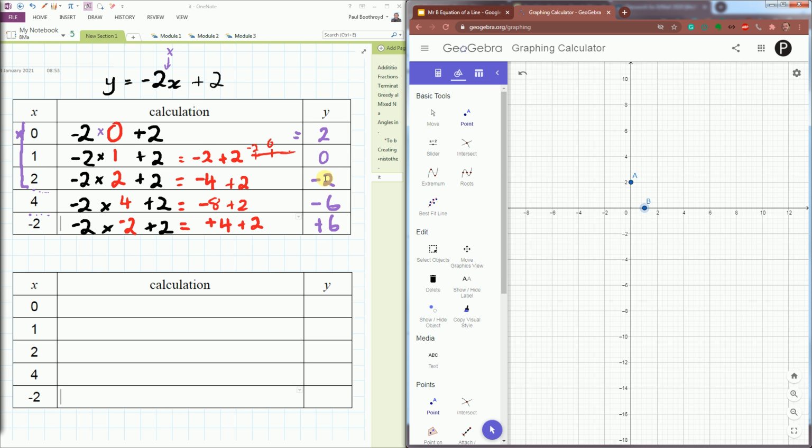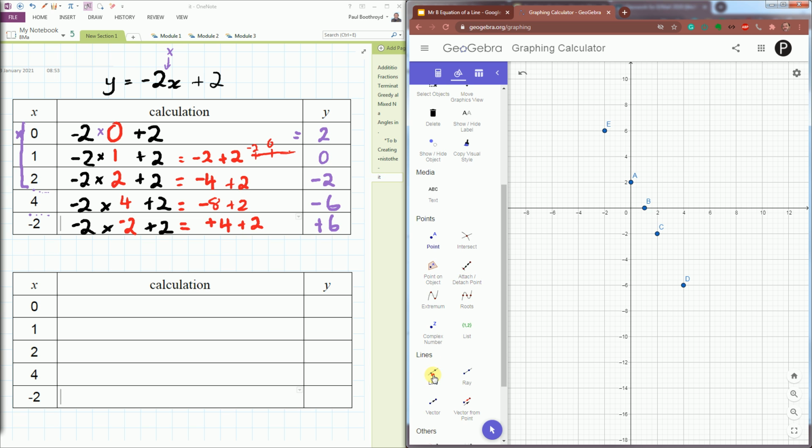X is 2, y is -2. Plot the point. X is 4, y is -6. X is -2, so -2 here. Y is +6. And what I can now put in is a line that goes through E and D and all my other points. So you can draw a neat graph using GeoGebra to create that one.